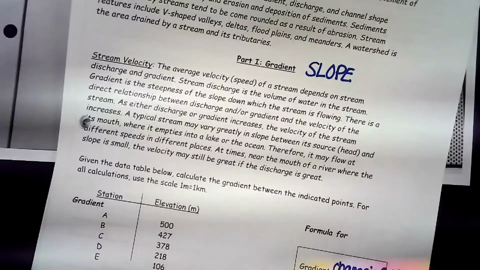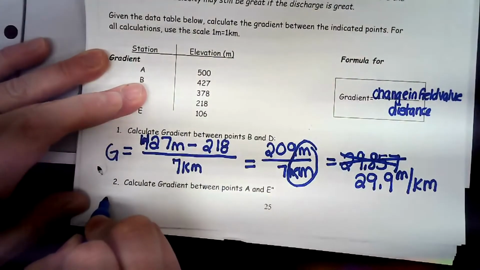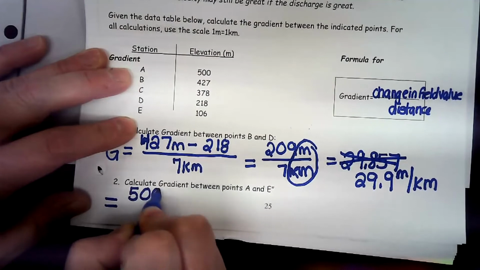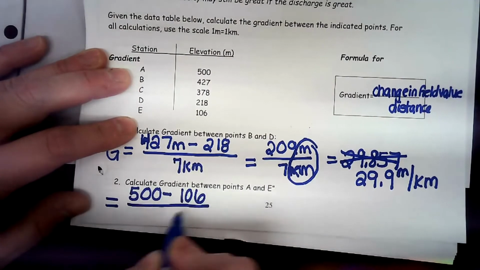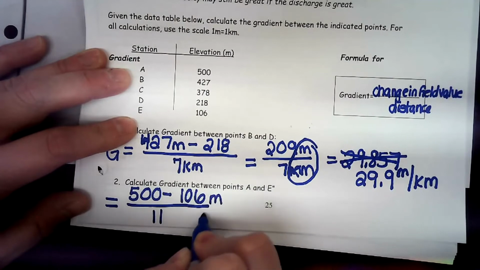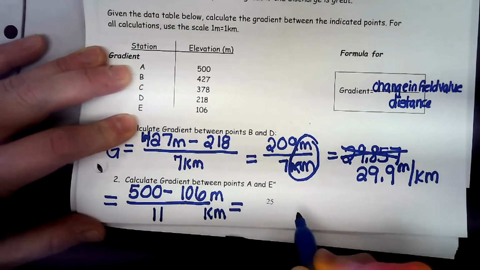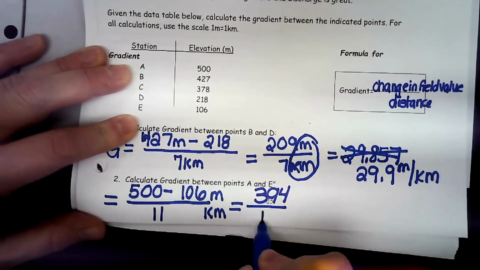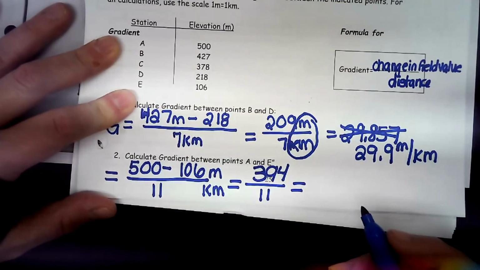But you're right, Jake, I probably should have started with the top number. How do we figure out the change in field value? Subtract them. 500 minus 106, and that's going to be divided by 11. What'd you get for your top number? 3 something, right? 394 divided by 11. Who has these exact numbers that can give me an answer?